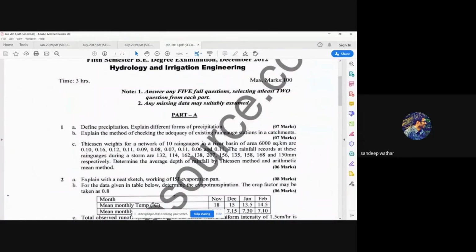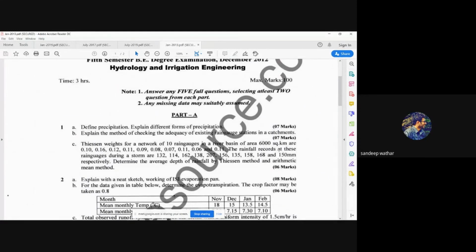The Thiessen weights for a network of 10 rain gauge stations in a river basin of area 6000 square kilometer are, so these are the values: 0.1, 0.16, 0.12, 0.11, all of these. These are the Thiessen weights. I'll tell you what a Thiessen weight is, so no need to worry about it.